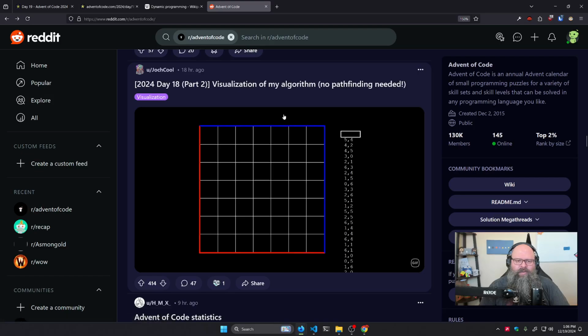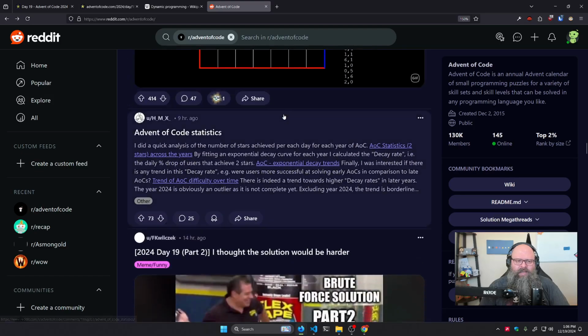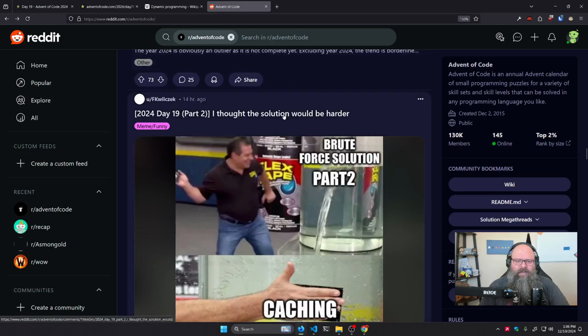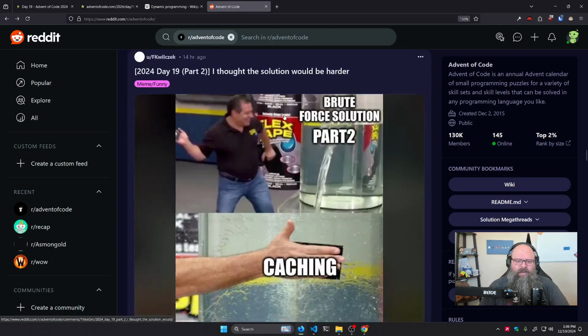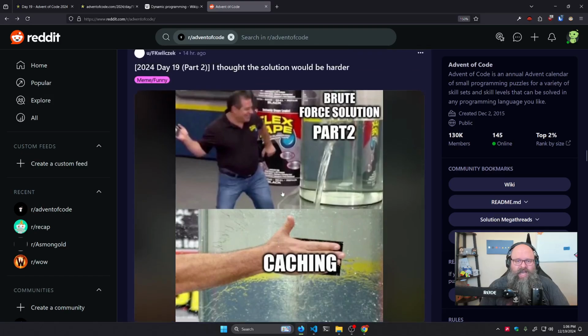Very cool. Let's see. Caching. Boom. Yeah, you'd be surprised at how much caching can do with solving problem spaces like this. And he says brute force here, but I guess memoized dynamic programming can kind of be thought of as brute forcing. You're just brute forcing segments at a time.